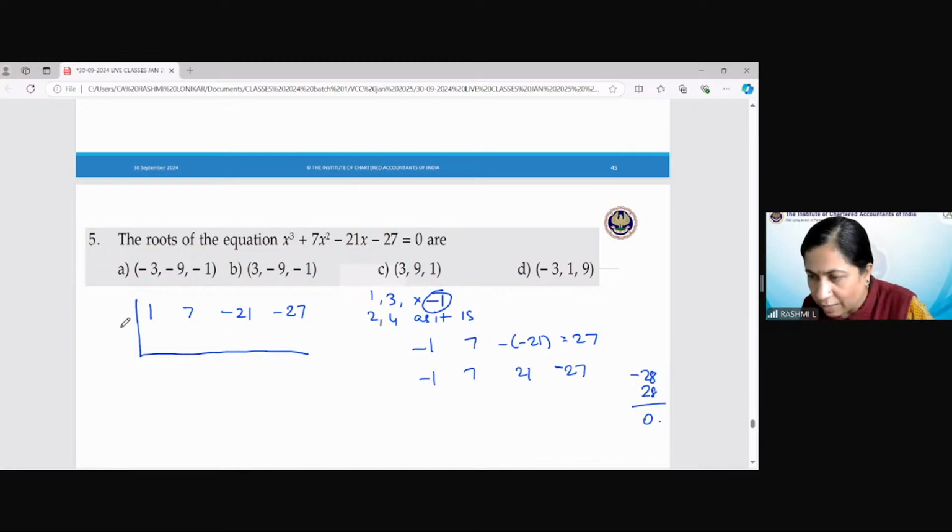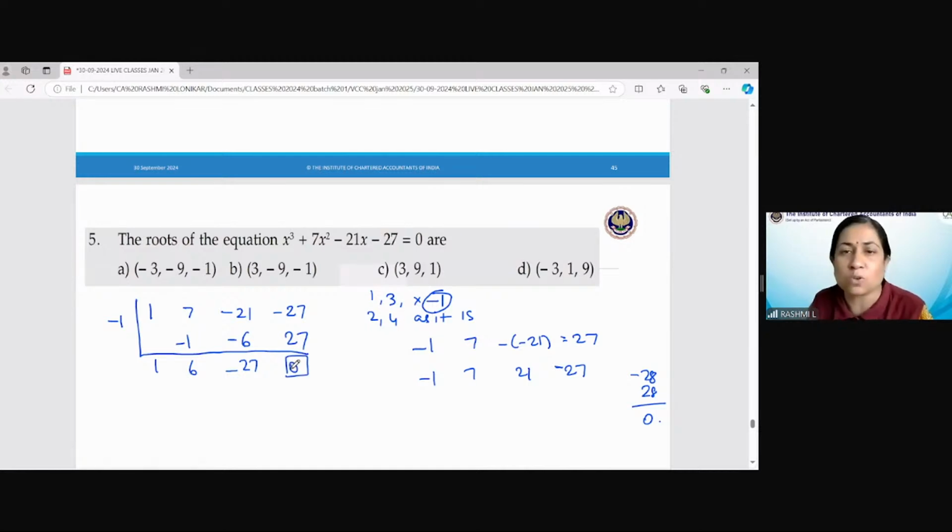So I will write -1. 1 I will carry down as it is. 1 I carry down as it is. -1 into +1 is -1. 7 plus -1 is 6. -1 into 6 is -6. -21 minus 6 is -27. -1 into -27 is plus 27. 7. -27 plus 27, answer is 0. So -1 is a factor.